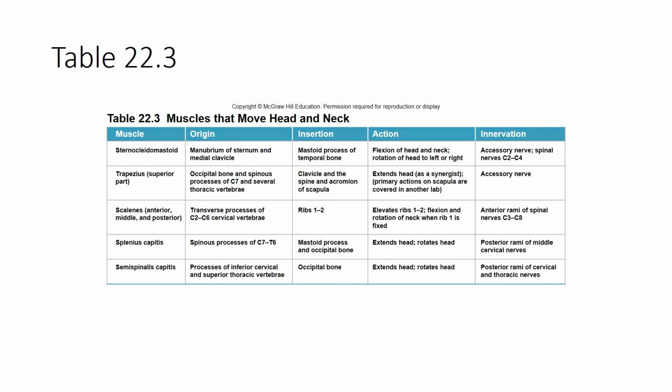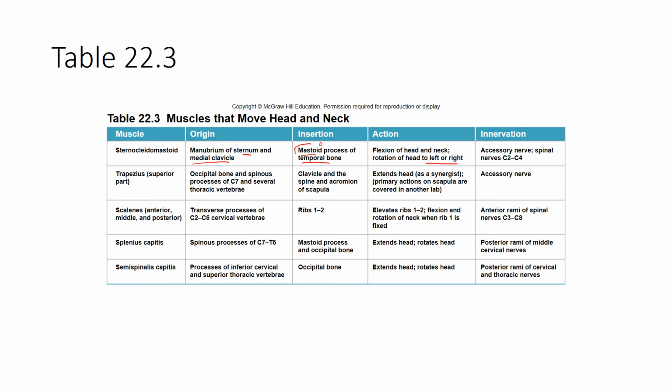Sternocleidomastoid: the origin will be the manubrium of the sternum and the medial clavicle. So sternocleido. And the insertion will be the mastoid process of the temporal bone. We mentioned mastoid means breast in the Latin language. The action is to flex the head and neck and rotate the head right and left. That's why when you wake up in the morning, sometimes you can't turn your head right or left. That's because of a severe muscle spasm in the sternocleidomastoid muscle.